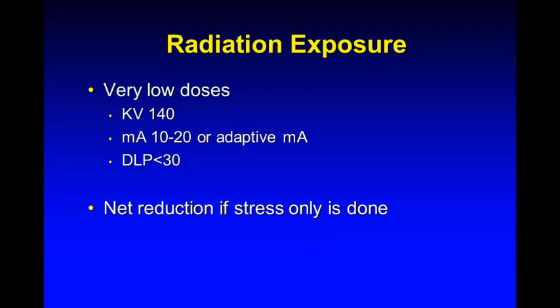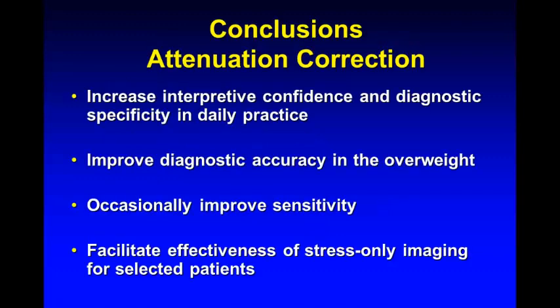Some people might argue that you're adding radiation exposure. These are the settings for our CT attenuation correction. I can assure you that with the adaptive mA, we got a DLP less than 30, mostly in the 15 range. So we're talking about 0.2, 0.3 millisievert. I like it to be noisy and non-diagnostic, so I don't need to worry much about the incidentals, but at the same time, it's enough to do the job that's needed.